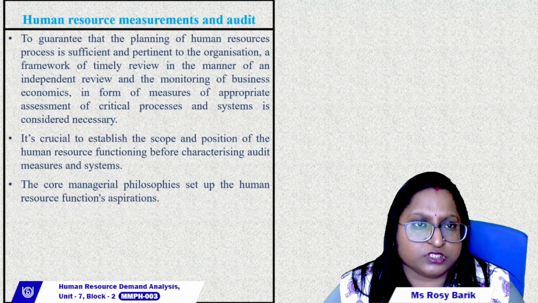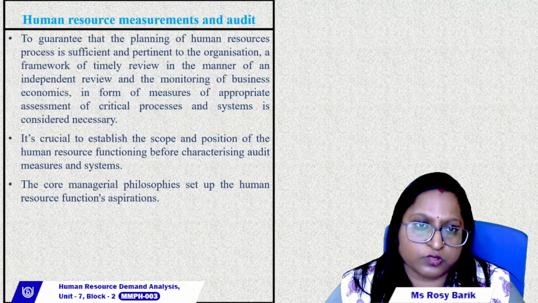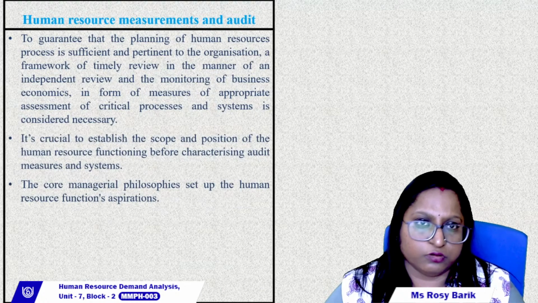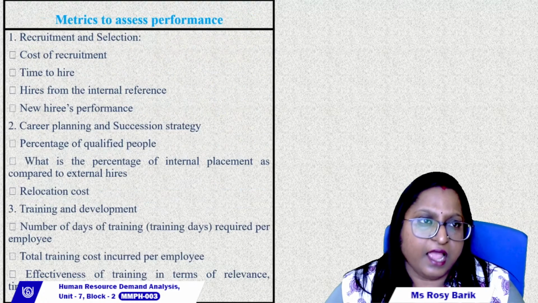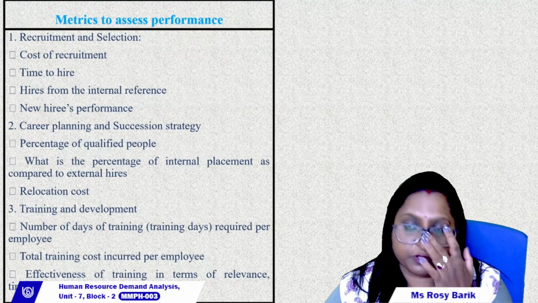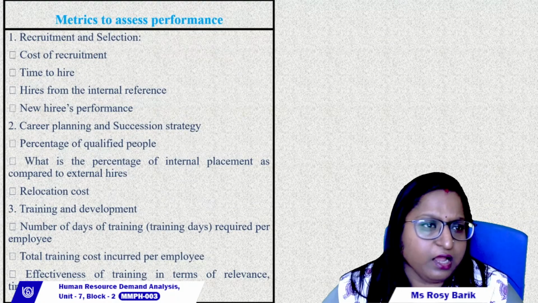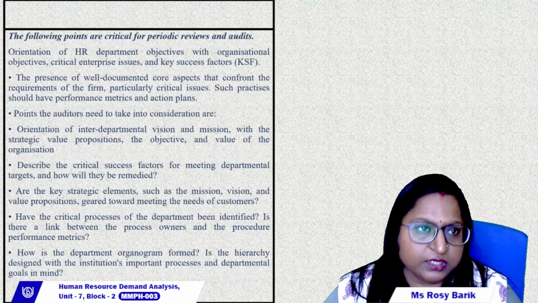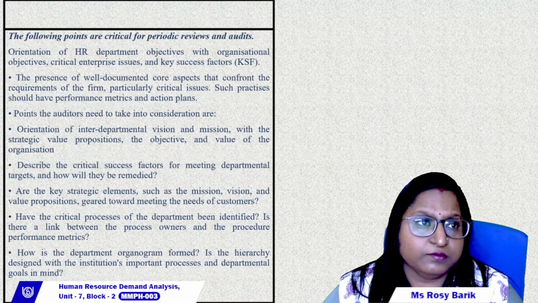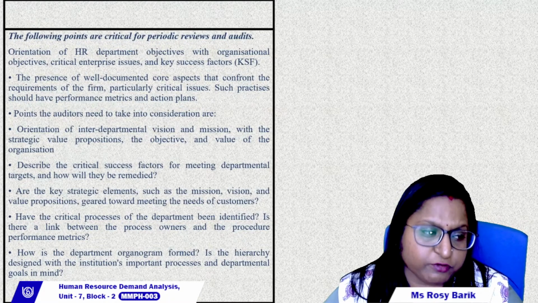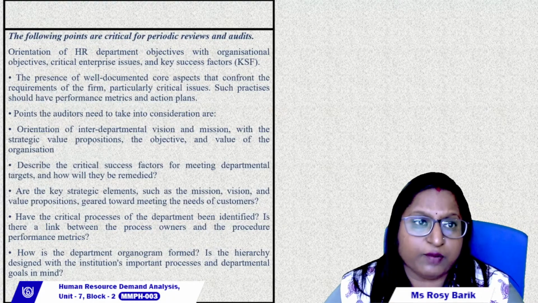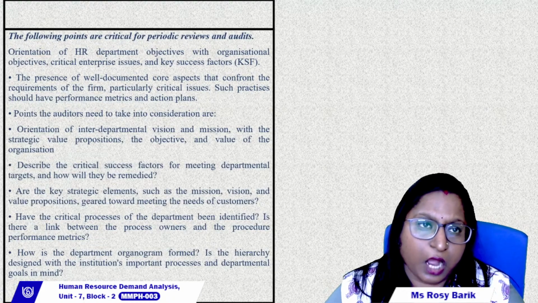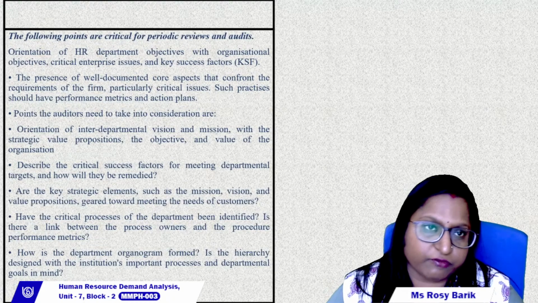Then human resource measurements and audits. Through this, we studied the different audit methods, how to document all these things, and metrics for performance. Those metrics are recruitment and selection, career planning and succession strategy, and training and development. Then critical points for periodic reviews and audits: what points should be verified and how the review process should go on, that we have identified.